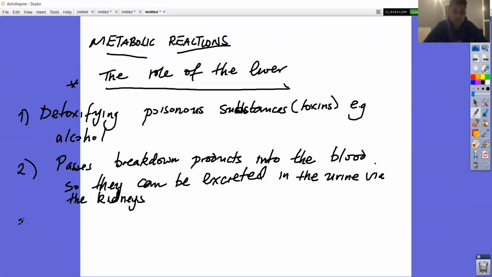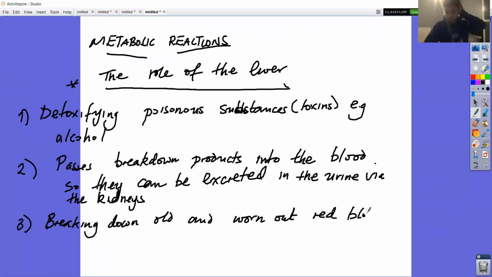Okay, another more important crucial role that it plays is in breaking down old and worn out red blood cells. And storing the iron. And storing iron from them.